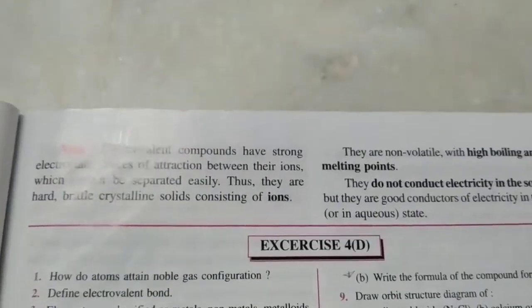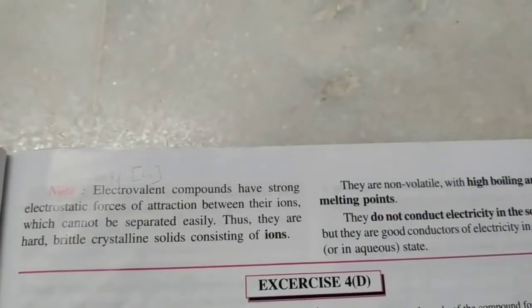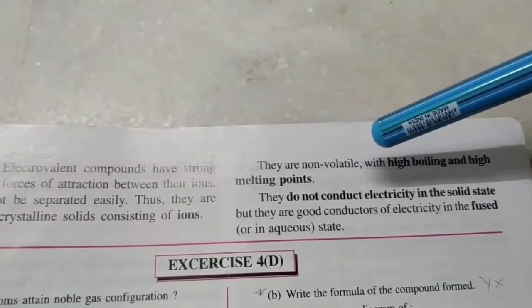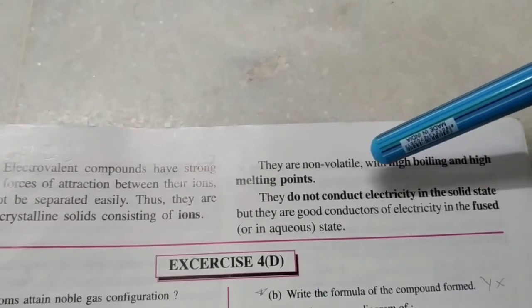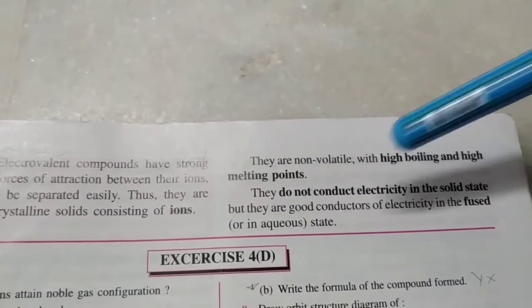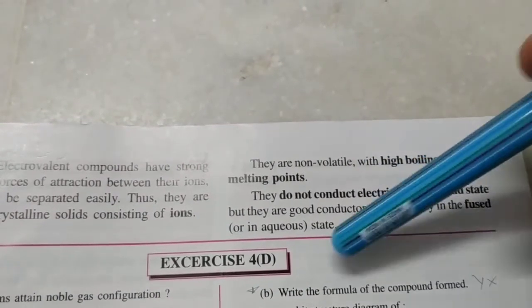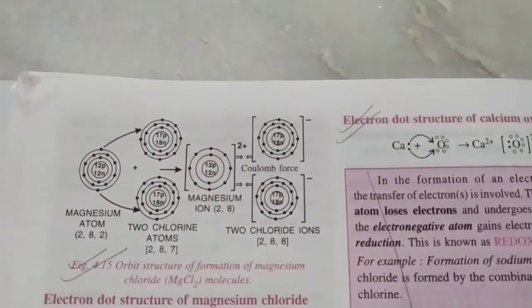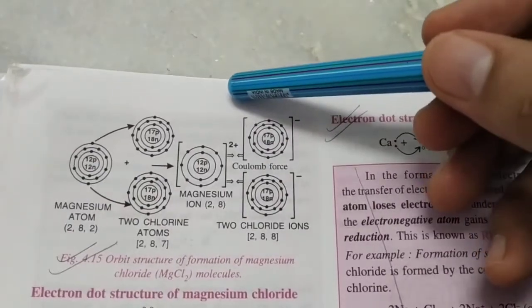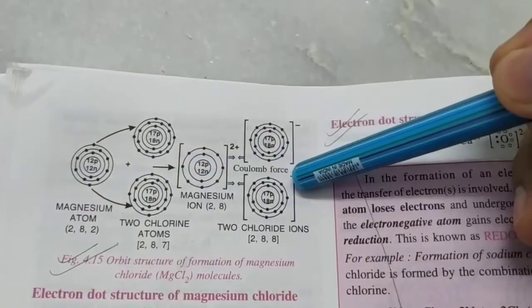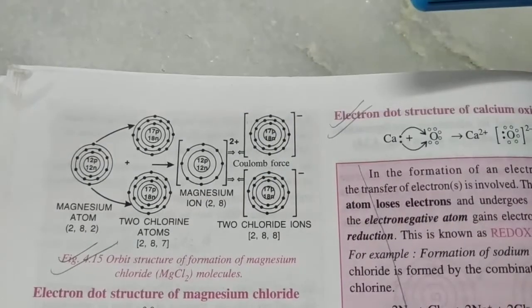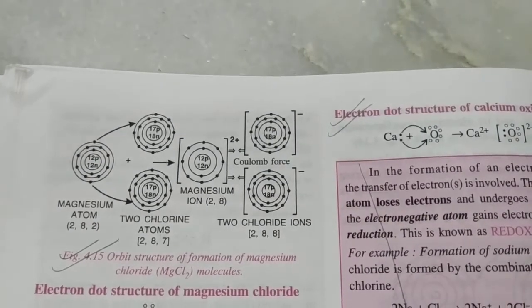Now some properties of ionic compounds. They have very high melting and boiling points because the forces of attraction between the molecules are high, and they don't conduct electricity in solid state, but in aqueous state or fused state they will, because when you dissolve this in water or when you fuse it, that is melt it, then the bond breaks and you get the cation and anion in the solution, in the liquid, and whenever there are ions present, electricity can be conducted.